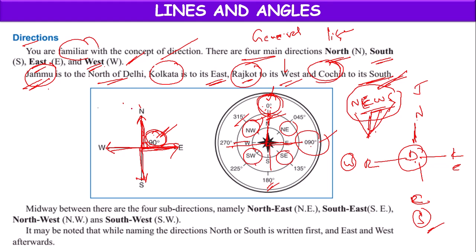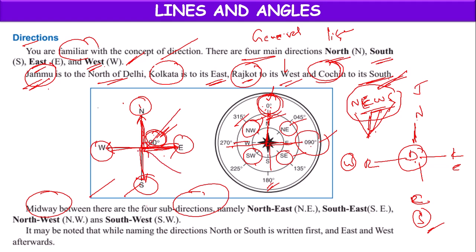So mainly we have 4 directions: north, east, south, west. But midway between them, there are 4 more sub-directions. These 4 directions are called sub-directions between the main directions. And they are named northeast, denoted by NE, southeast SE, northwest NW, southwest SW.